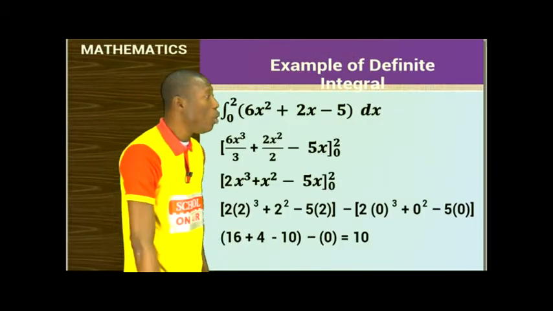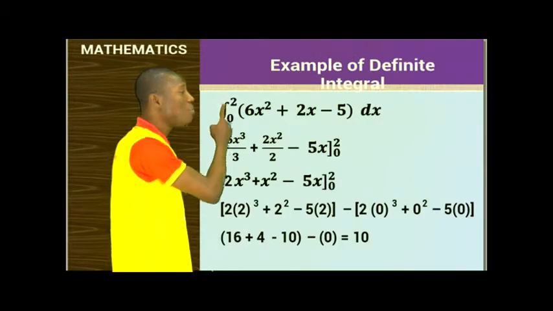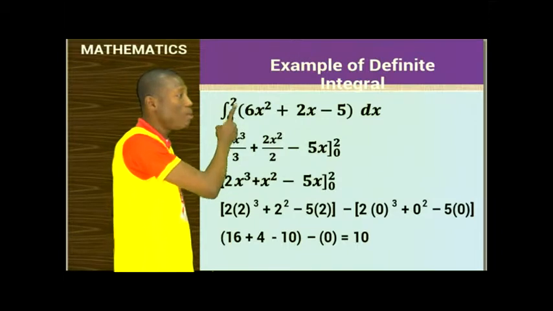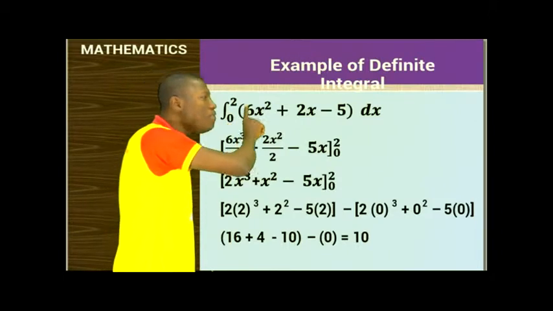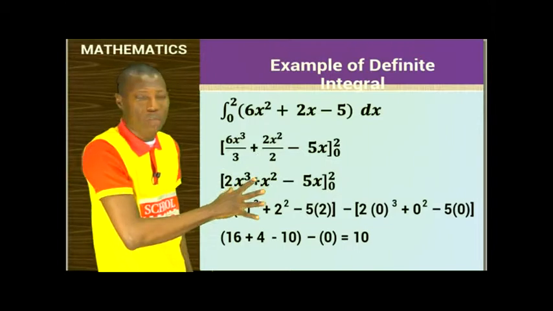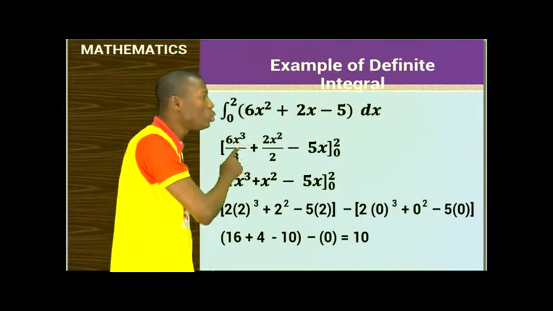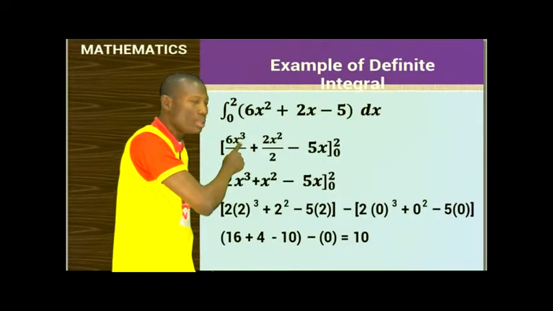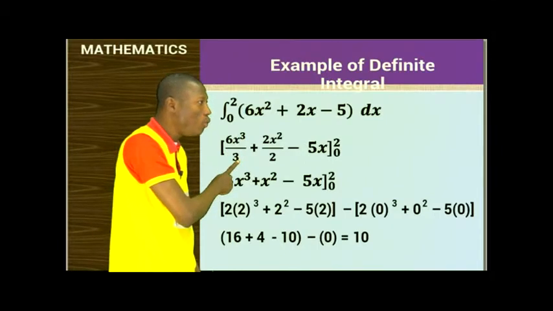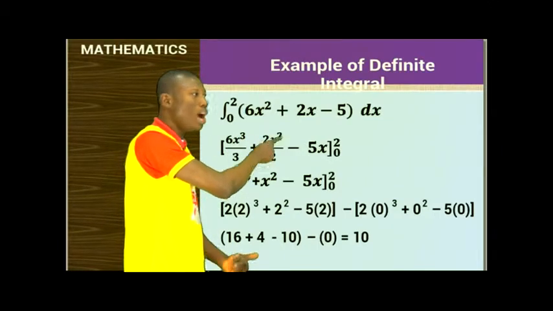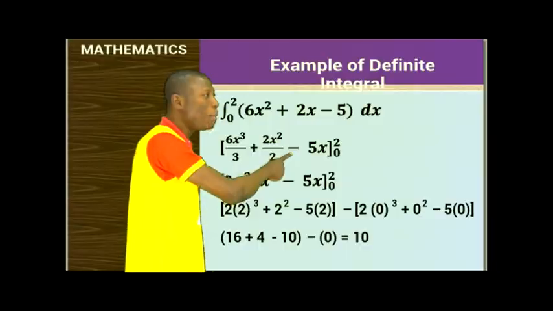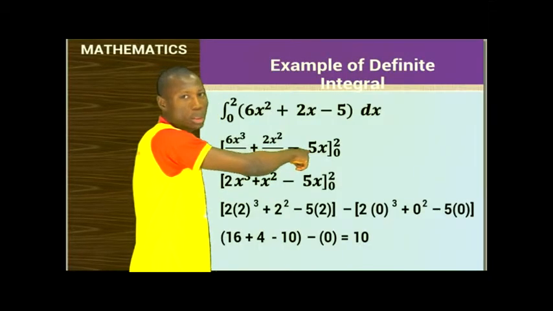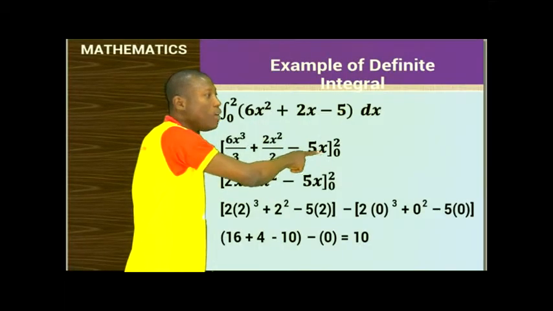This one is an example of definite integral. You can see here I have 2 as the upper boundary. I have 2 and 0. Now, having integrated this one in the normal way of integration, I will have 6x to the power 2 plus 1 all over 3. Then 2x, I have 1 before, plus 1, 2, all over 2, minus 5x. I don't have any coefficient for this 5, so I have 5x.